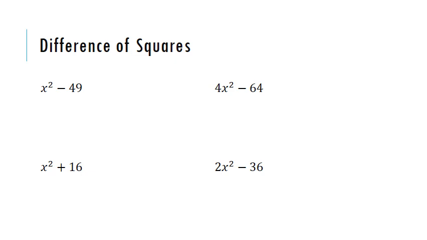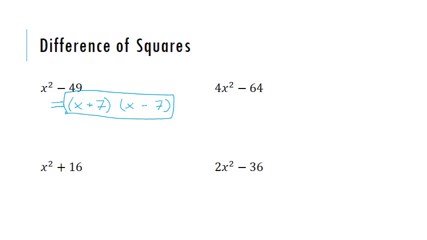It says that if we have two perfect squares, for example, x squared and 49, and they're being subtracted, we can use this handy little factoring shortcut where that just factors into this. You take the square root of the first term, so the square root of x squared is x. Square root of 49, second term, is 7. And then one gets a plus and the other gets a minus. And that's it. That's all you have to do. Square root of the front, square root of the back, a plus and a minus.